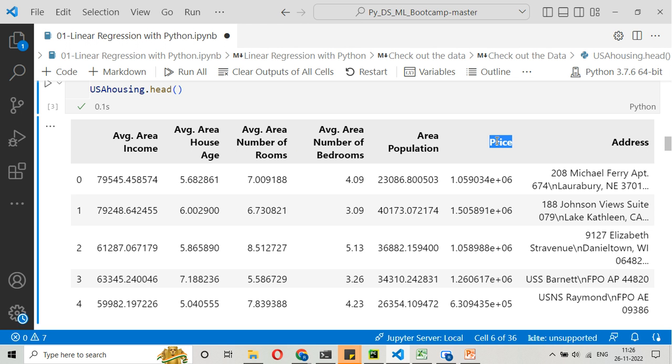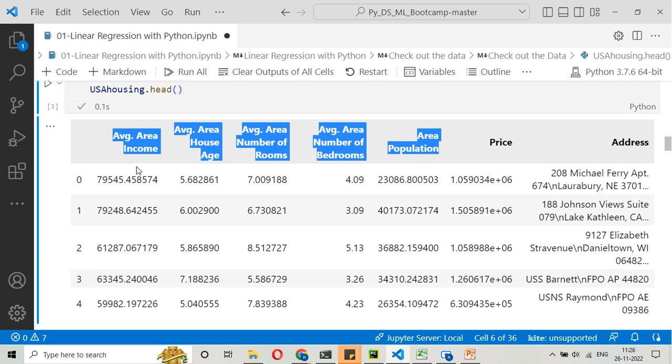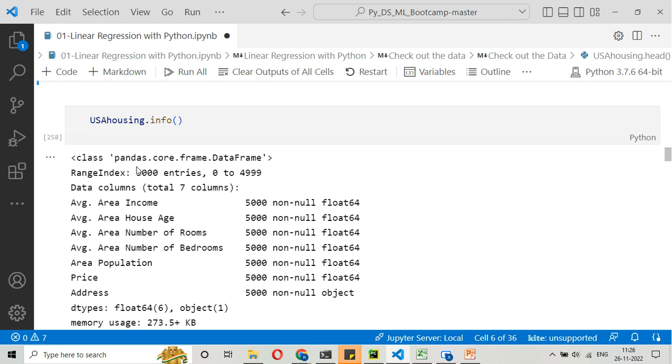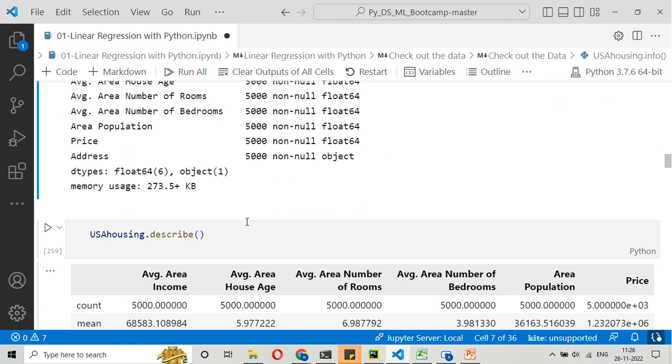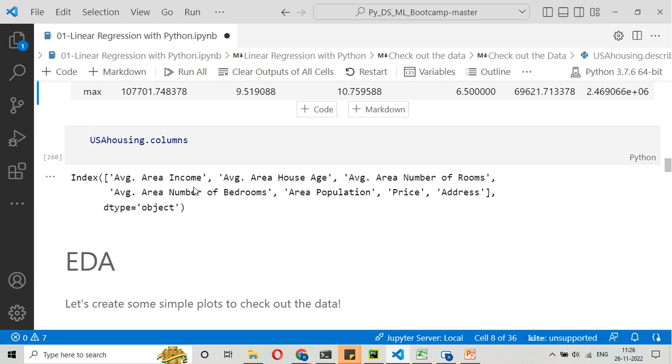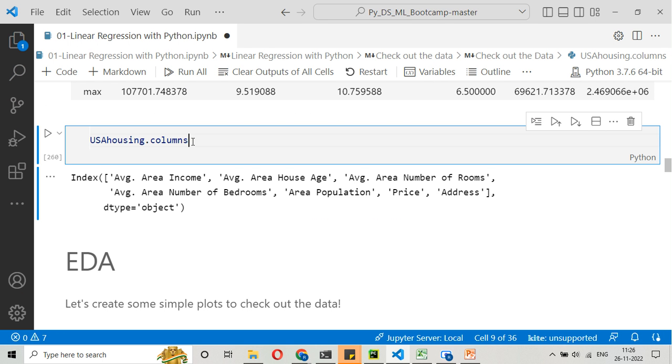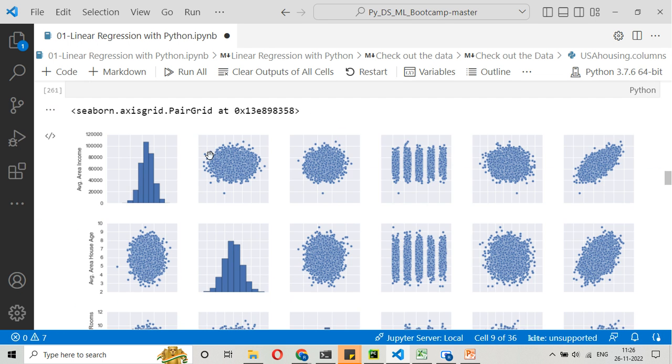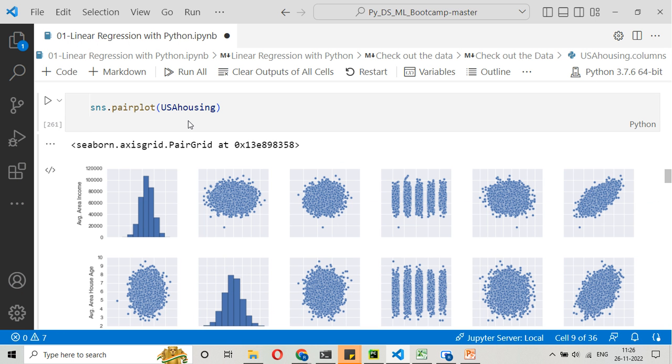You want to predict price. What are your independent and dependent variables? Price is the dependent one, and the independent ones are all these four. You will check that it has 5,000 rows. Now you will check the mean and standard deviation using describe. Let's check. Yeah, you can do the pair plot using the pair plot command.